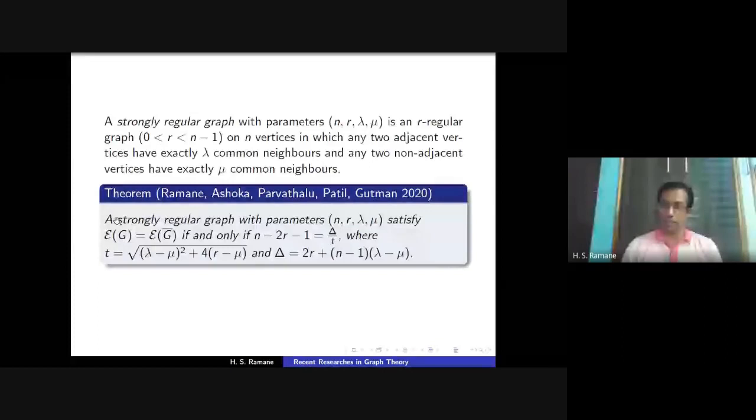So we have characterized strongly regular graphs with parameters (n, r, lambda, mu) satisfying this condition: the energy of G is the same as the energy of its complement if and only if n minus 2r minus 1 is delta by t, where delta is given in this form, 2r plus (n minus 1)(lambda minus mu), and t is the square root of (lambda minus mu) squared plus 4(r minus mu). Like that, one can characterize classes of graphs satisfying these properties. This is one class, strongly regular graphs, satisfying the condition that the energy of G equals the energy of G bar.